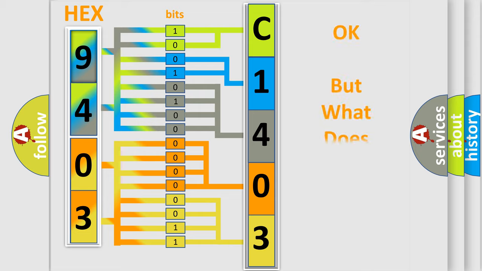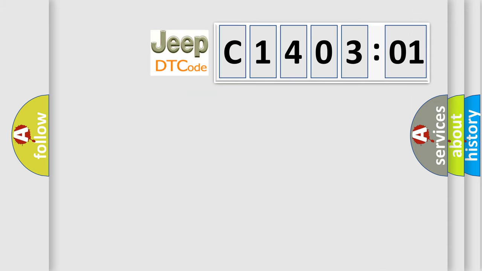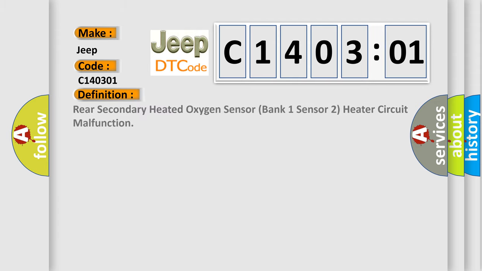The number itself does not make sense to us if we cannot assign information to what it actually expresses. So, what does the Diagnostic Trouble Code C1403-01 interpret specifically for Jeep vehicles? The basic definition is: rear secondary heated oxygen sensor bank 1 sensor 2 heater circuit malfunction.